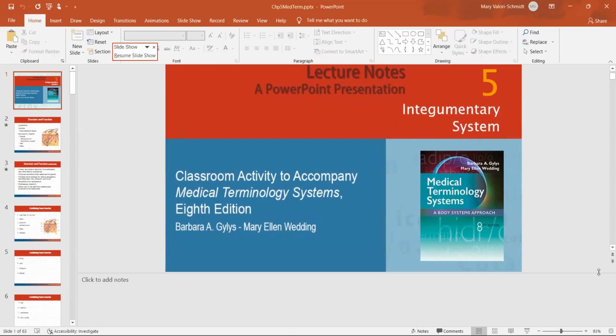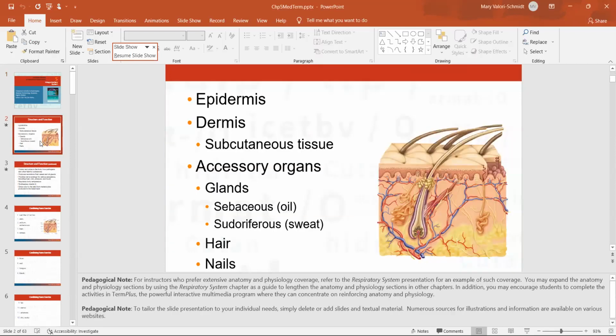So I'm going to make this a little bit bigger, and I'm not going to do it as a slideshow. So the integumentary system, that is the skin. So what do we have? We have the epidermis, top layer, the dermis, which is the tissue directly underneath, and then you have some accessory organs. Under your skin, you have glands. Sebaceous glands are your oil glands, and sudoriferous glands are your sweat glands. And then you have hair and you have nails, right?